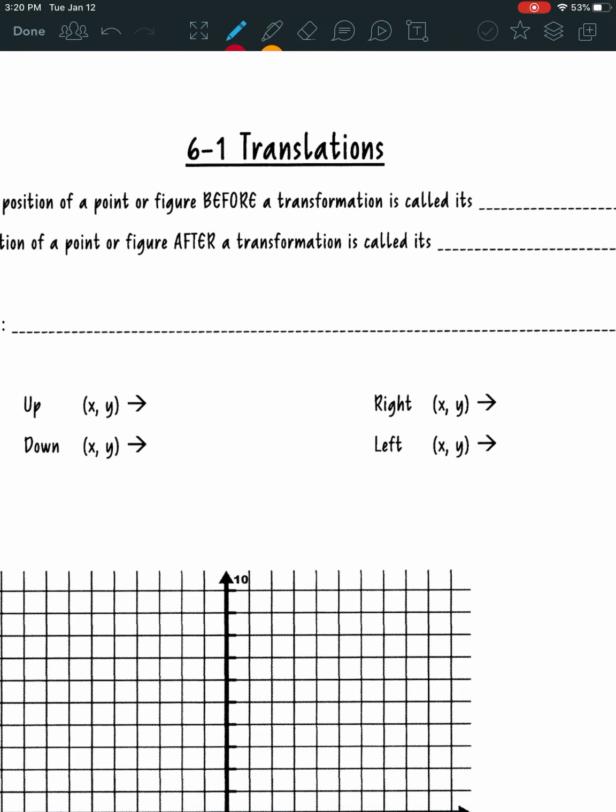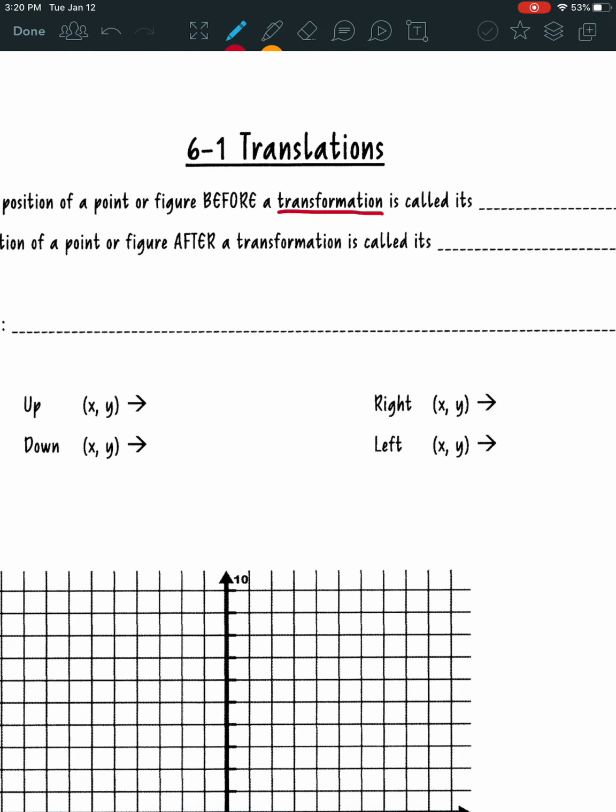So we're going to get into what we call transformations. Transformations are moving a point or a shape on the coordinate grid in different directions. And we're going to do 4 types of transformations in this bundle.